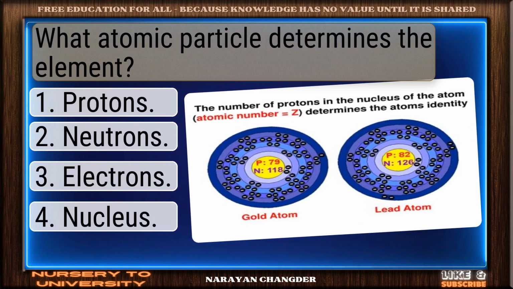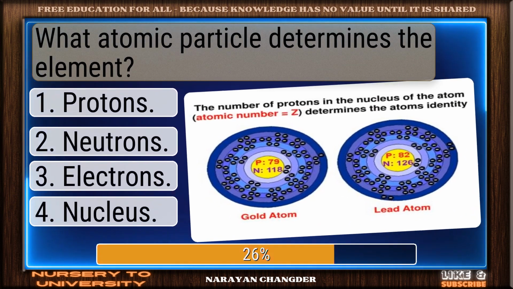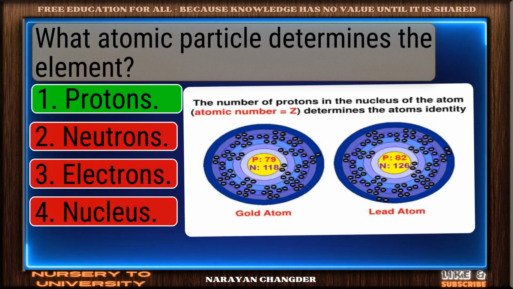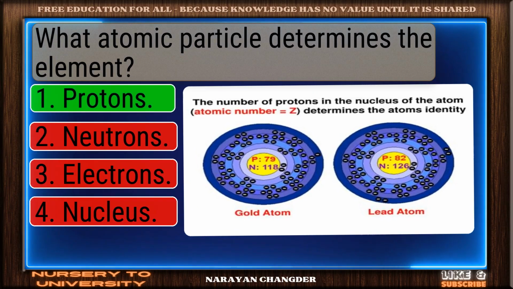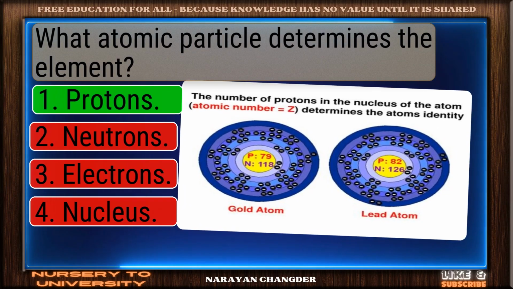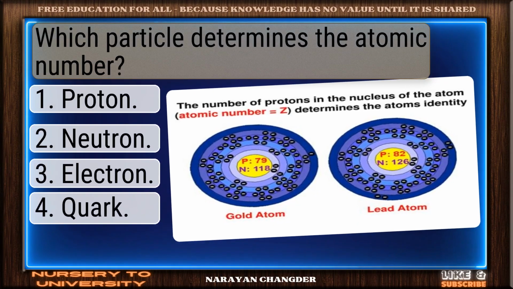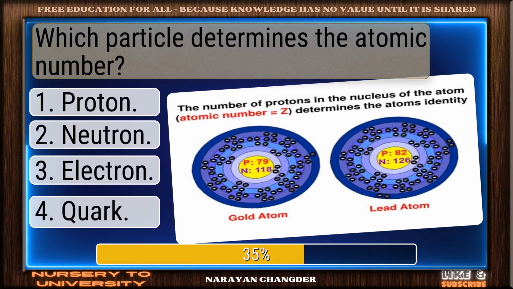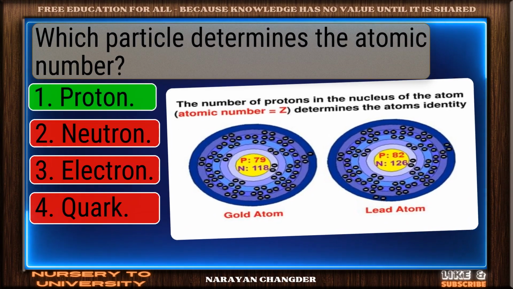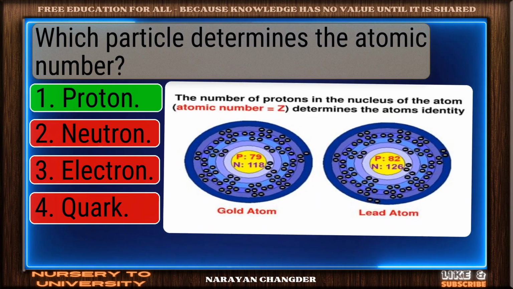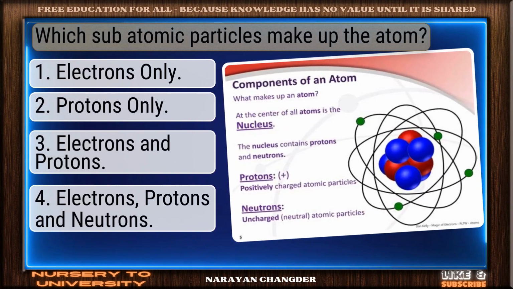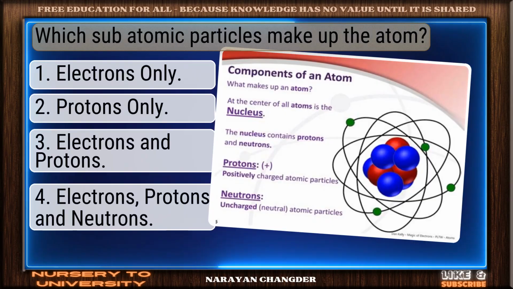What atomic particle determines the element? Smart move. Protons is an accurate answer. Which particle determines the atomic number? Valid point. Proton is true. Which subatomic particles make up the atom?